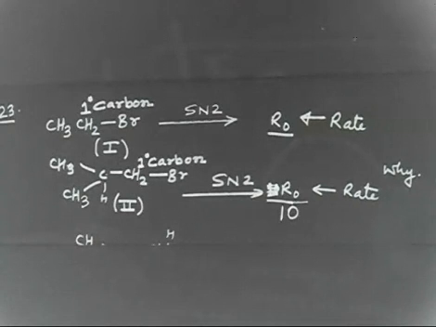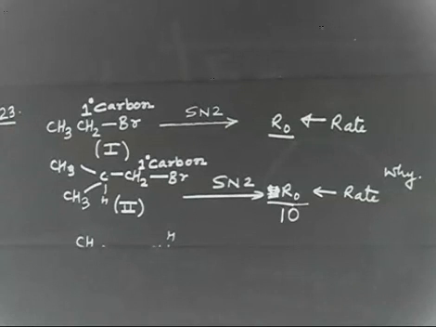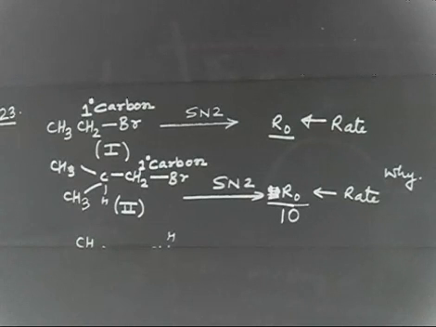Now the question is, why in case of 2 is the rate so slow? Why is this 10 times slower than 1? The hint lies in something related to sterics. So let us think for half a minute and then we will discuss the solution. You have to think in terms of sterics.